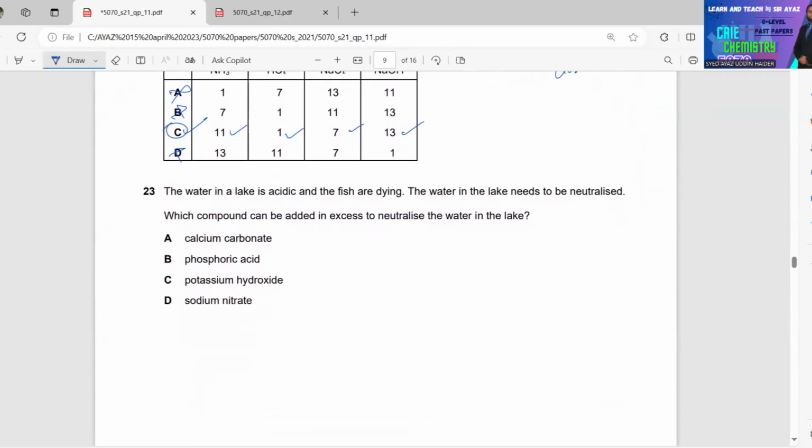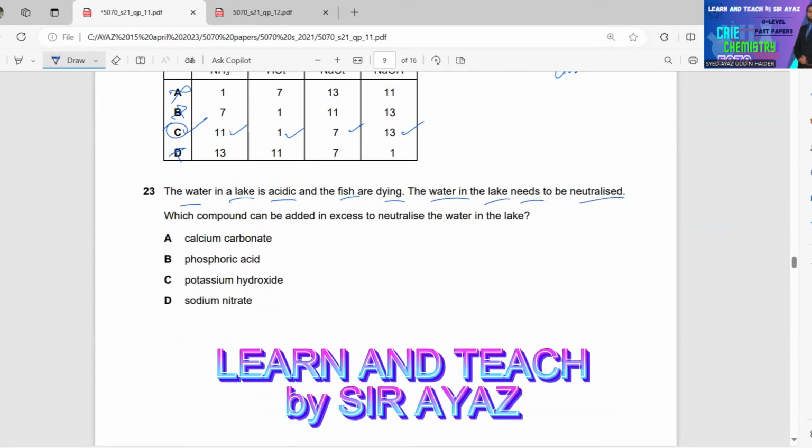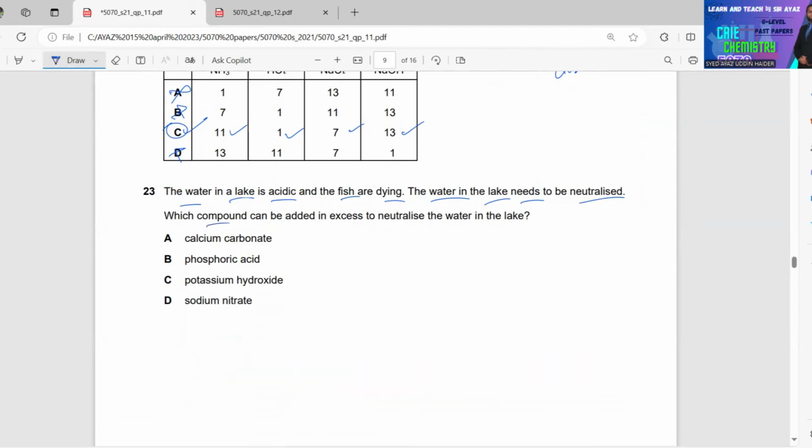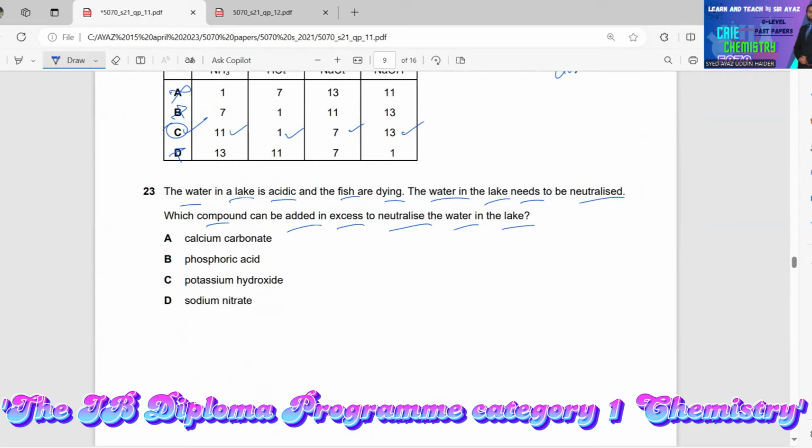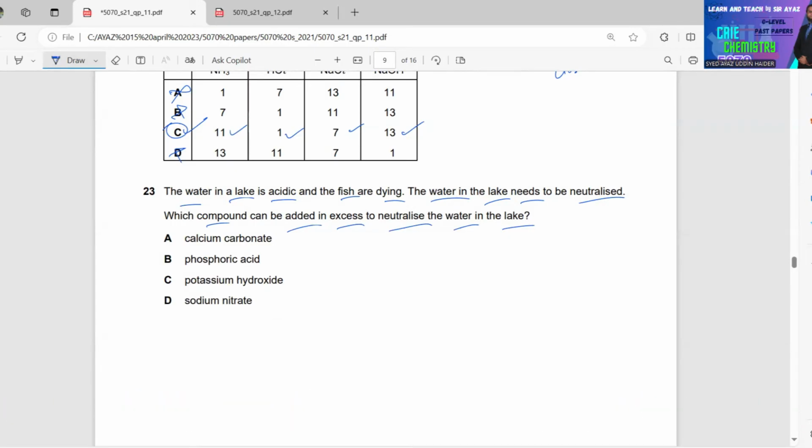Number 23, the water in a lake is acidic and the fish are dying. The water in the lake needs to be neutralized. Which compound can be added in excess to neutralize the water in the lake? So we must need a reagent which neutralizes the effect of acid or cancels out the effect of acid. So we have calcium carbonate, phosphoric acid, potassium hydroxide, sodium nitrate.